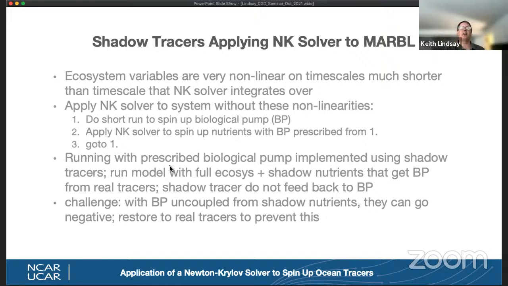So in words, this is running a prescribed biological pump using shadow tracers, and the shadow tracers do not feed back to the biological pump. One of the challenges with this is that the biological pump is then uncoupled from the shadow nutrients, which means they do not have the negative feedbacks that are present in things like our primary productivity formulations. And so the tracers can go negative if there's no feedback to down-regulate the biological pump. So you require some experimentation with techniques in the solver to deal with this. And that's doable in this 1D framework.